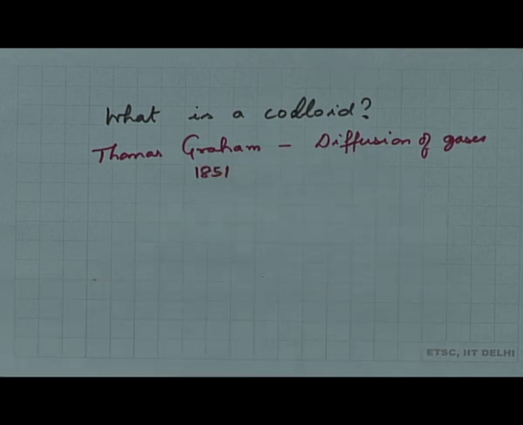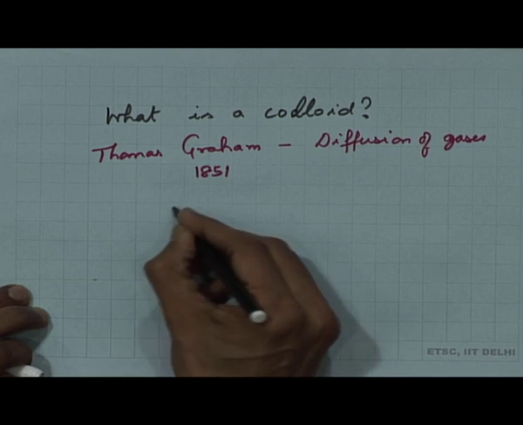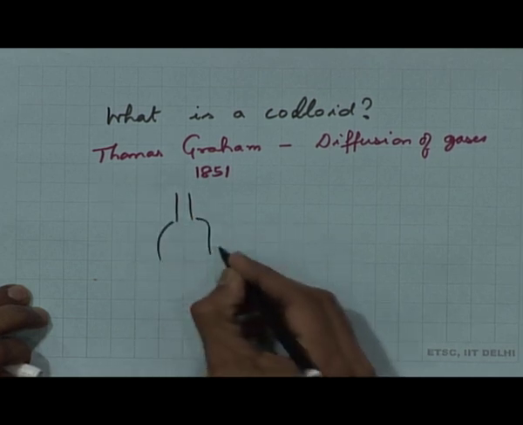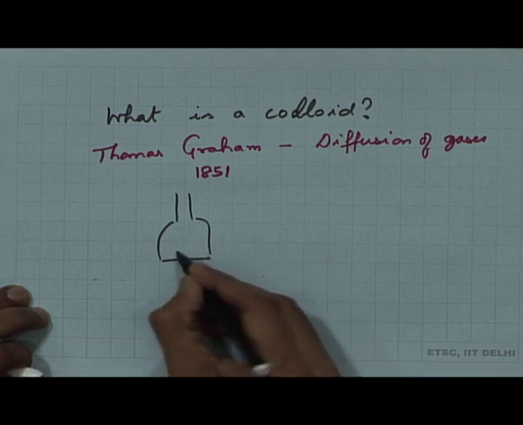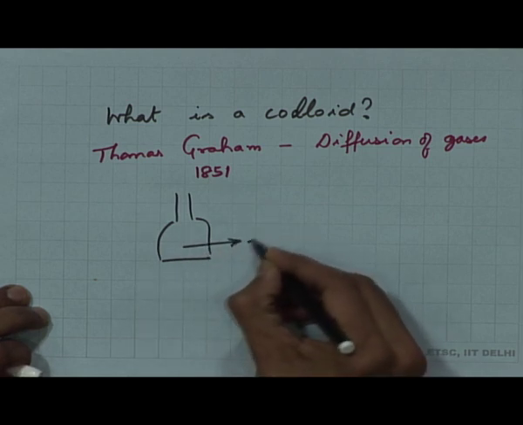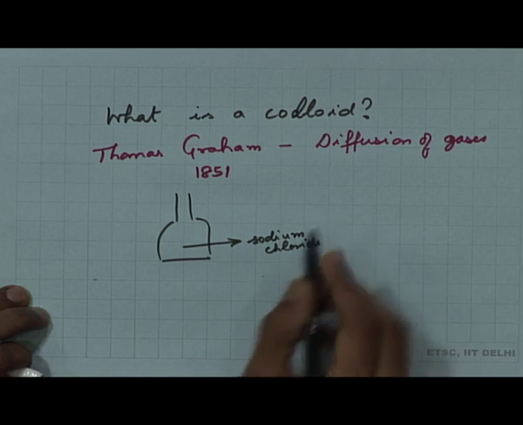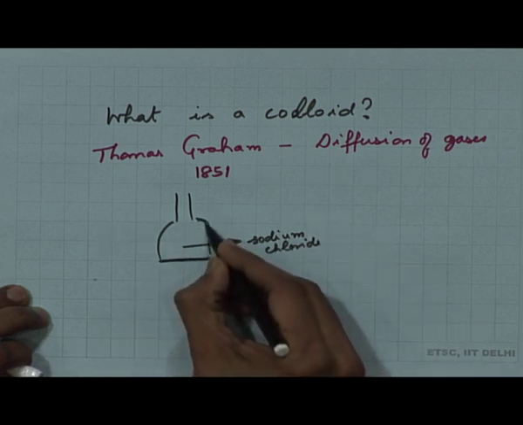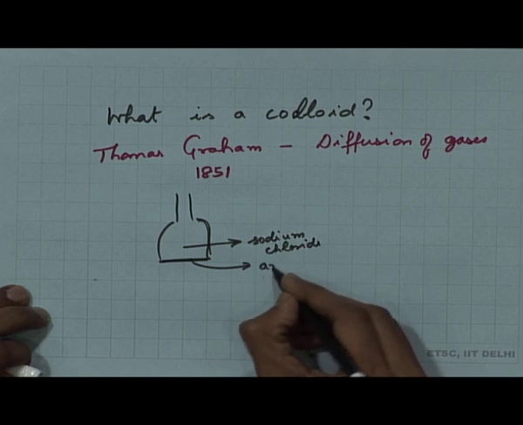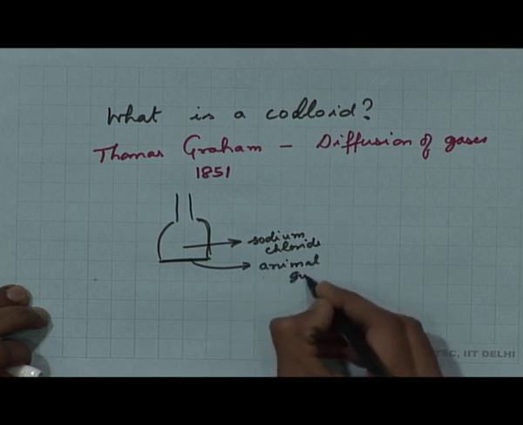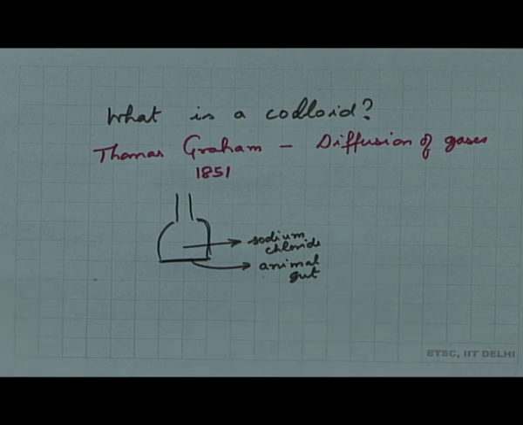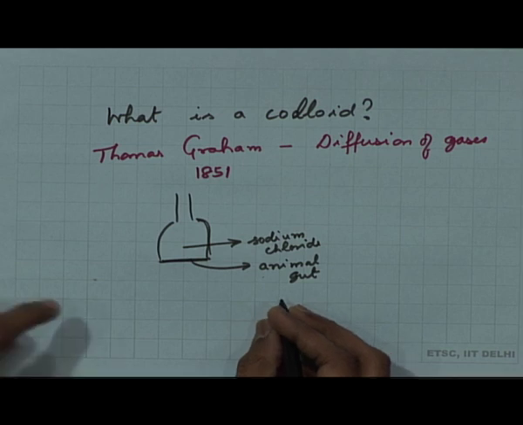And I will illustrate the experiment that he did. He took a container in which he took some solution like sodium chloride. He covered this container with animal gut. Animal gut means the membrane that forms the stomach of an animal. Yeah, it sounds horrible, but that is what it is.